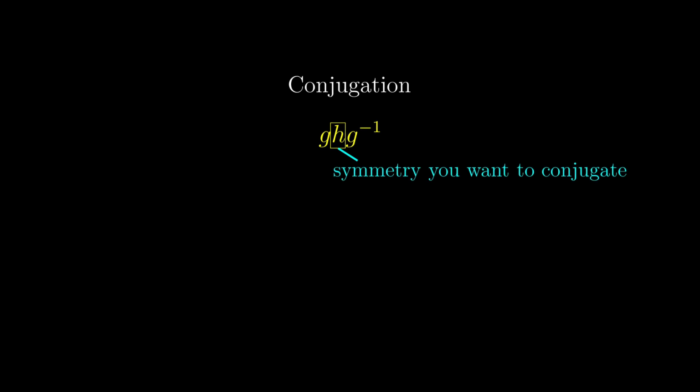So now we can talk about conjugation with more succinct notation. Conjugation looks something like this. You put the symmetry H you want to conjugate in the middle, and you sandwich H with G and G inverse, where G is the symmetry you conjugate H by.